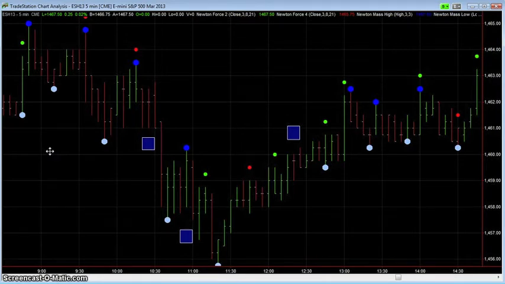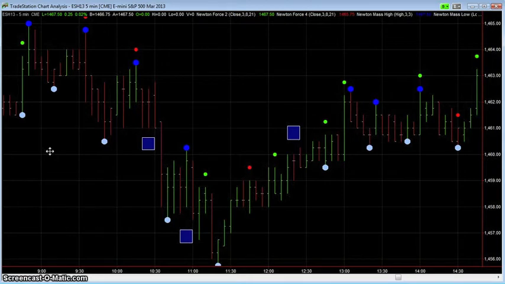So for a brief introduction, the Newton indicator package is built on TradeStation. It's comprised of 3 interworking but non-correlated indicators. Most indicators are based on price alone, and you'll see a lot of charts with 3 or 4 indicators stacked up, but they're all telling you the same thing in a little bit different way, and that is not how we've gone about building this system.